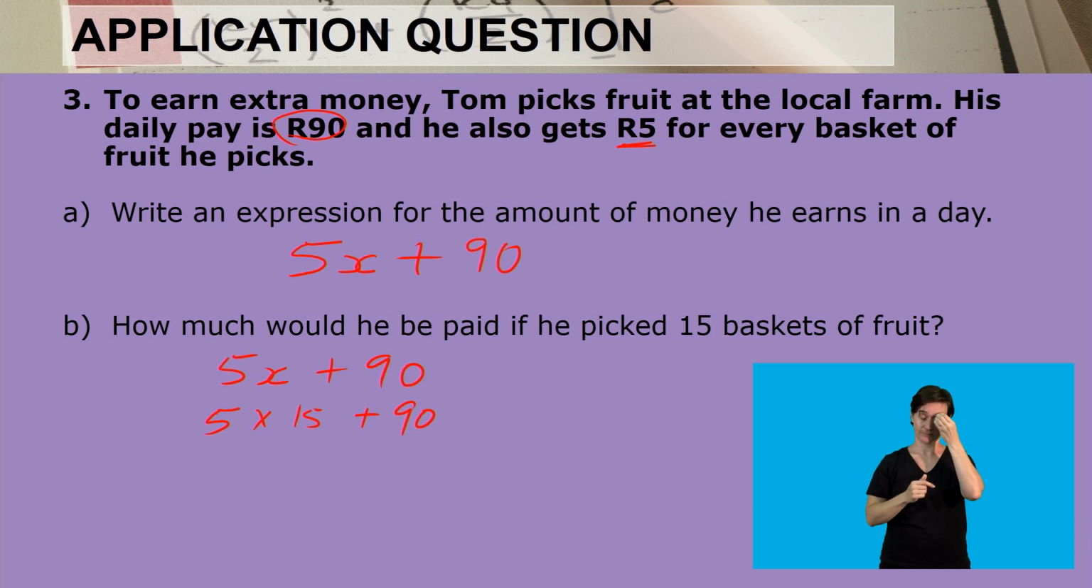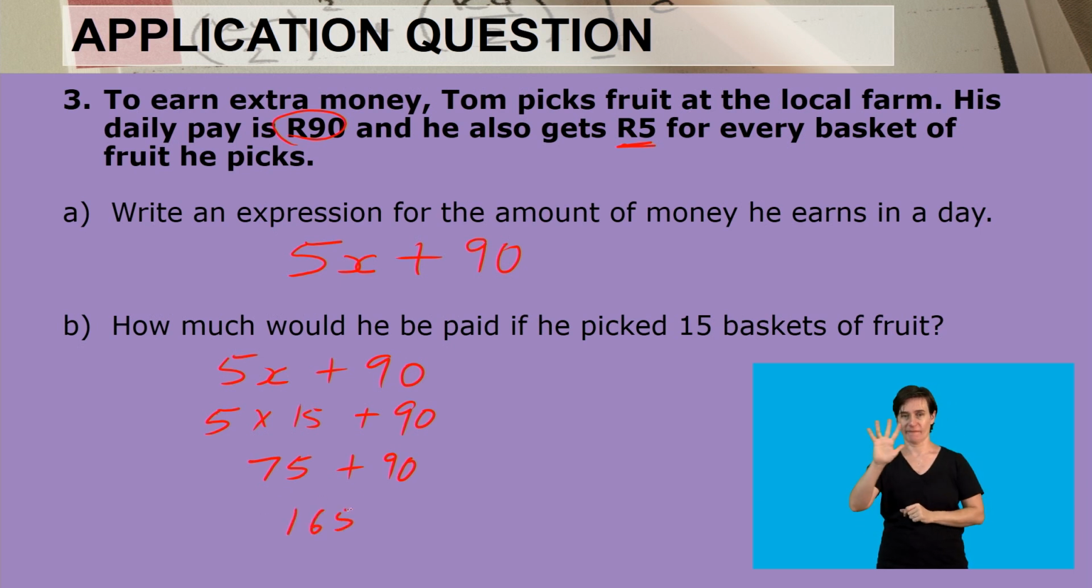And that would be, as we multiply 5 and 15, our outcome would be 75 plus 90. 75 plus 90 is 165. But then we are working with money, so our answer would be 165 rands. Okay, let's look at the next question.